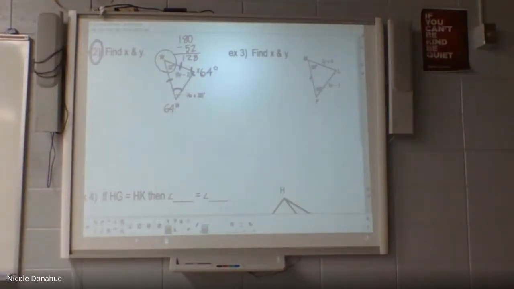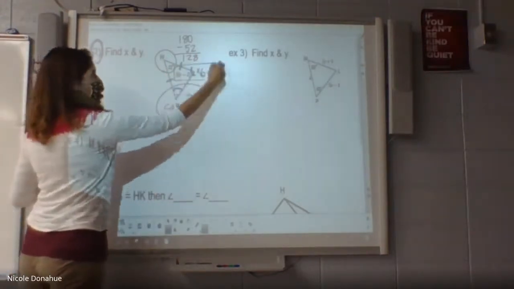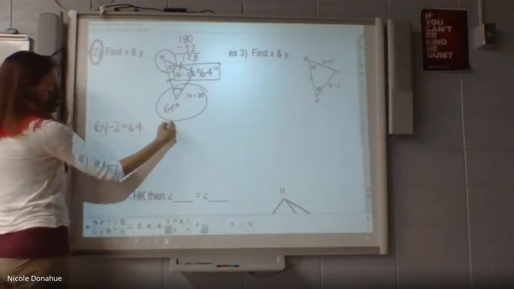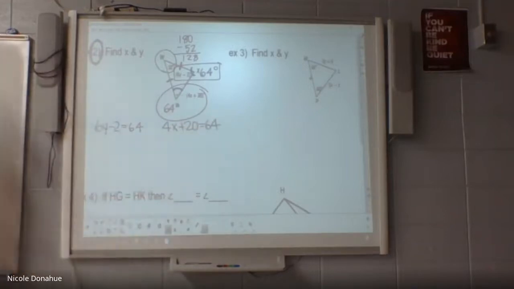Now, they're not asking me what those angle measures are. They are asking us, oh, what is x and y? But now we know those are both 64. So now can I find x and y? Should be able to, yep. So this should be 64, and so should this. I'm going to set up two equations. So we're going to solve each of those.